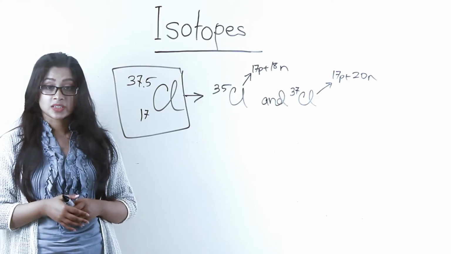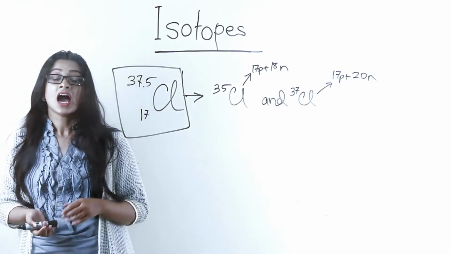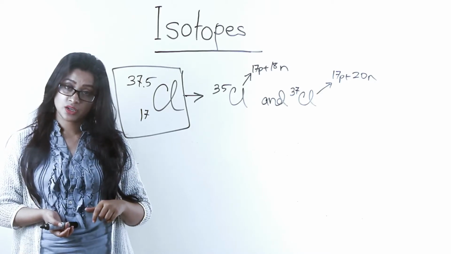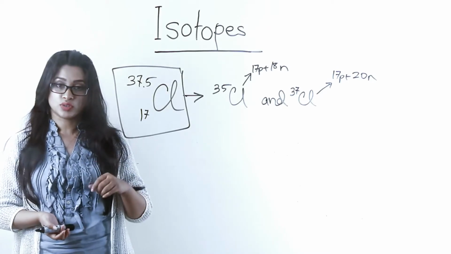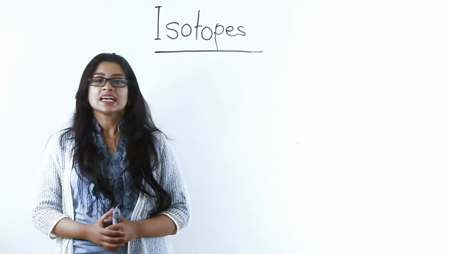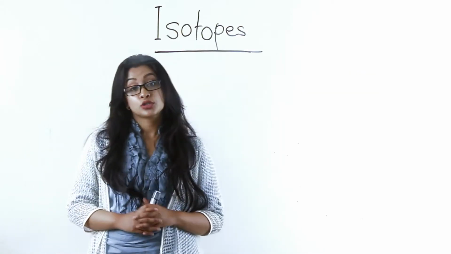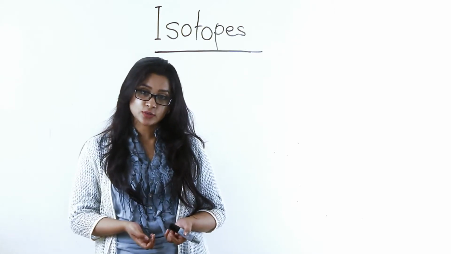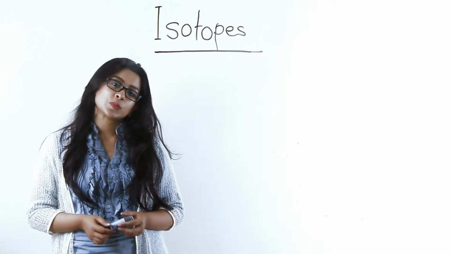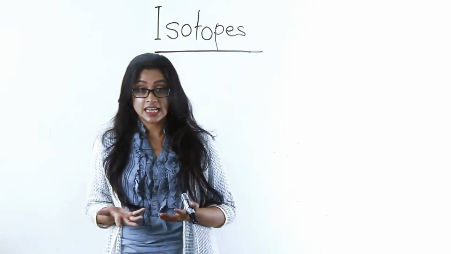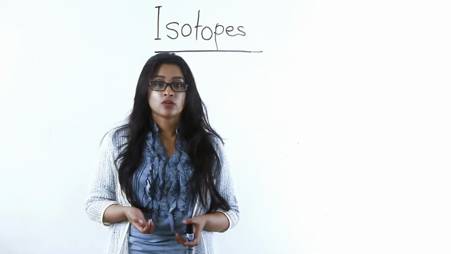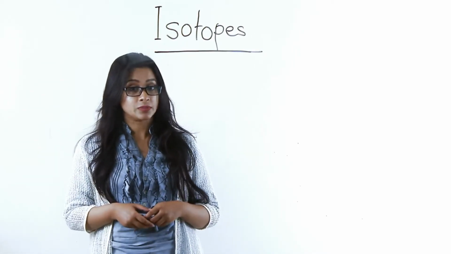So isotopes, if I am to repeat myself again, are atoms of the same element with a different number of neutrons, but the same number of protons in the nucleus. Isotopes can be further divided into 2 types: radioactive isotopes and non-radioactive isotopes. Radioactive isotopes are isotopes that give out radiation. Radiation in large or small amounts can be harmful to the human body.